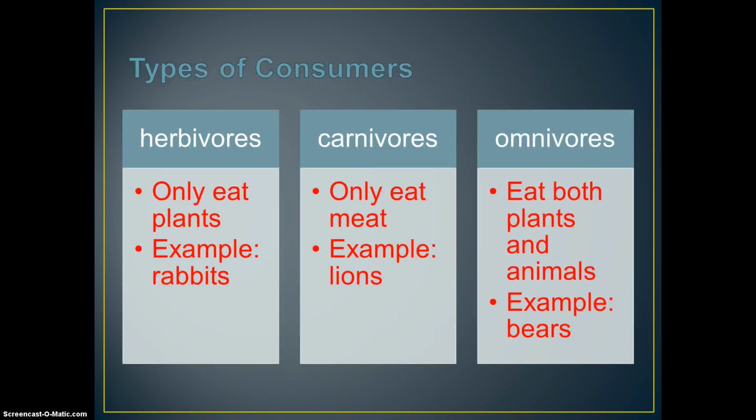Within our consumers, we have three different kinds, and hopefully this is all review for you guys. We have herbivores that only eat plants, so things like rabbits and deer and small birds that eat seeds and things. We have carnivores that only eat meat, like lions, jaguars, some types, like a polar bear is definitely a carnivore. And then we have omnivores. Omnivore eats both plants and animals.